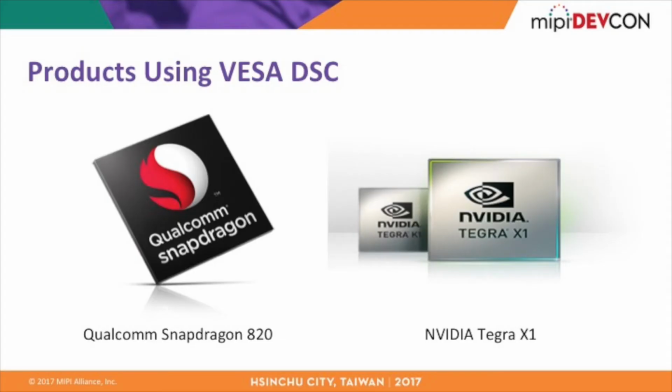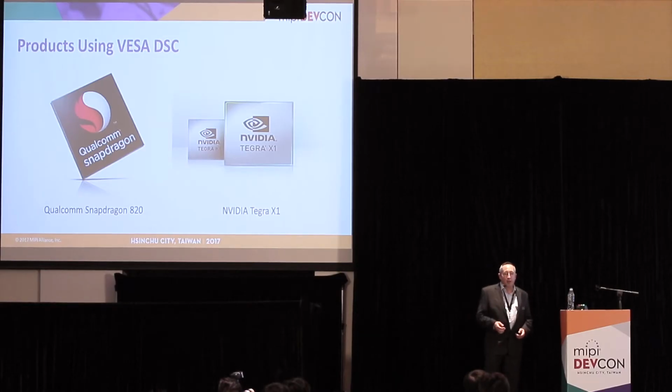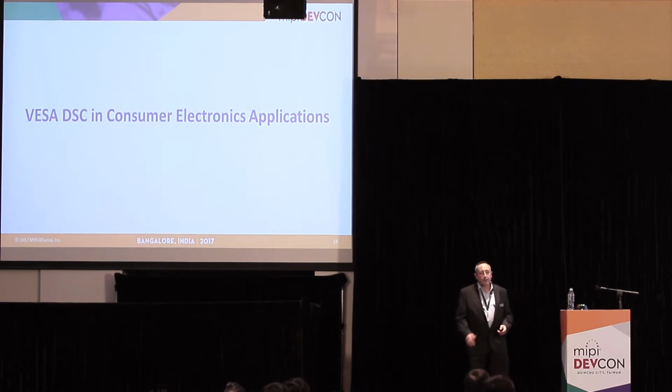So there are many products out there now. I'm thinking of products like the application processors from Qualcomm, the Snapdragon series, NVIDIA Tegra, and the mobile have some products. And there are many products now in the market.